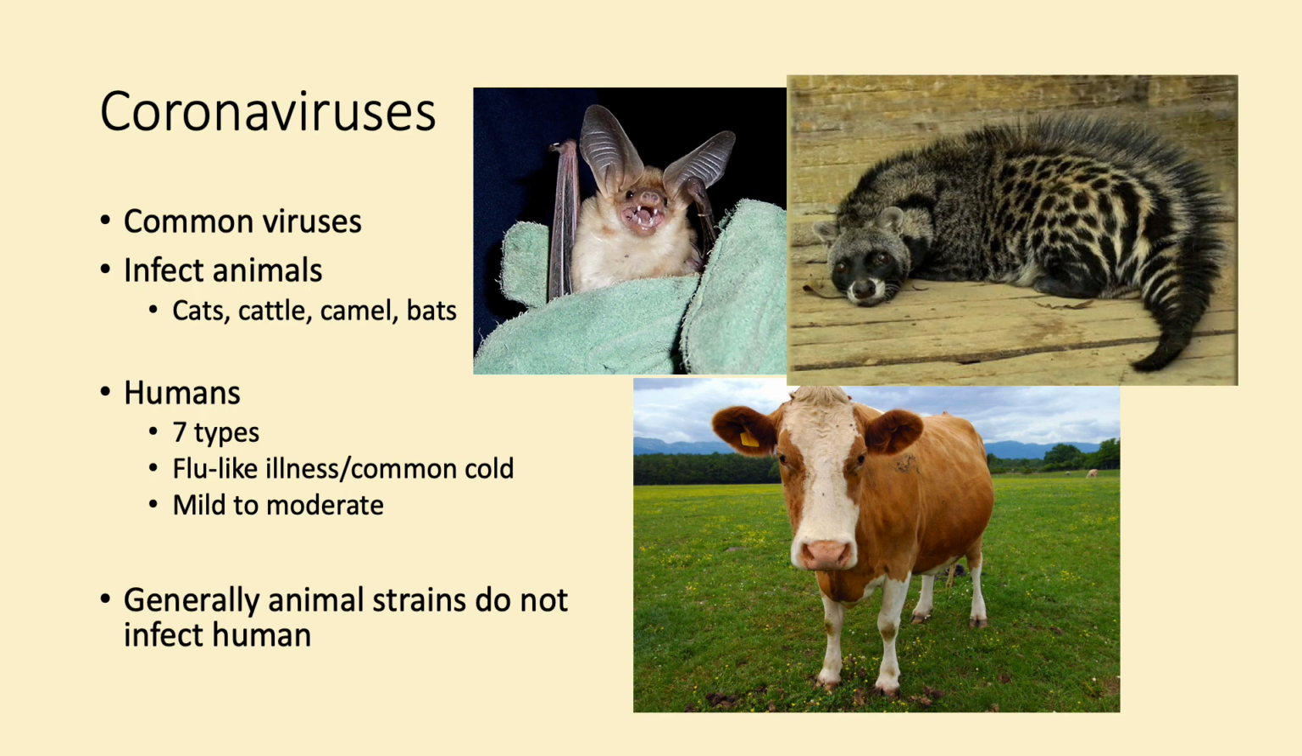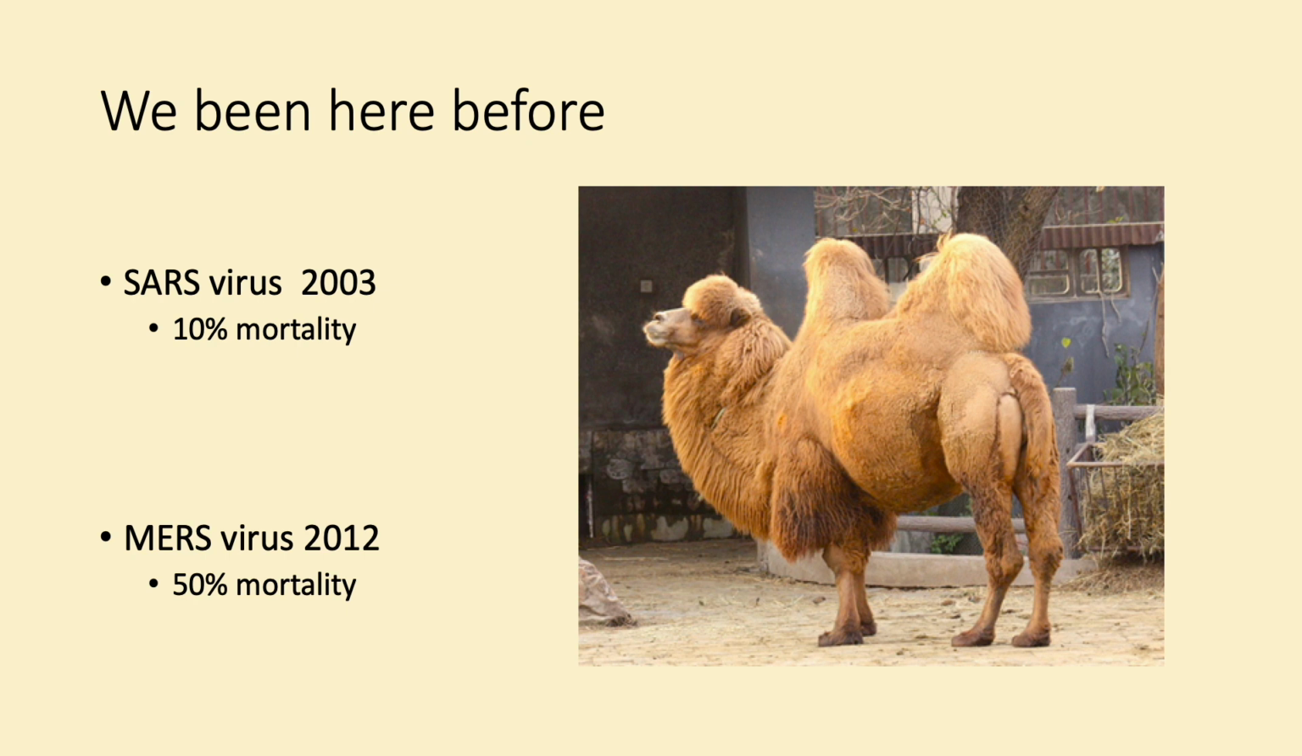Generally speaking, animal strains of coronaviruses do not infect humans, except in rare cases when those viruses can evolve or mutate, and then that leads to human infection. This now brings us to the first case of animal coronavirus infecting humans, 2003, the SARS virus, which stands for Severe Acute Respiratory Syndrome virus, which had a mortality rate of 10%, spread to humans through civet cats.